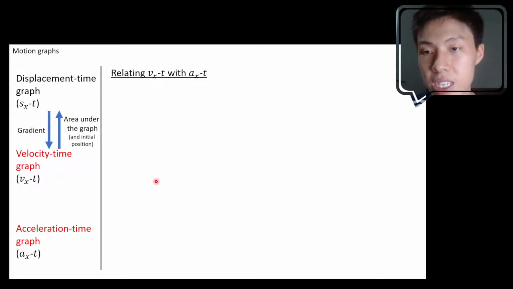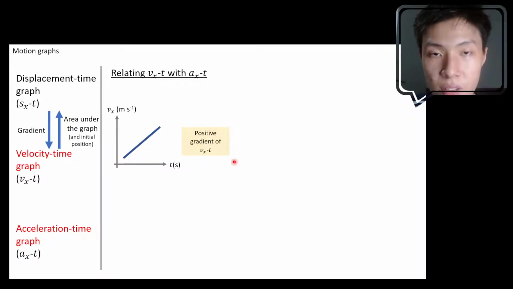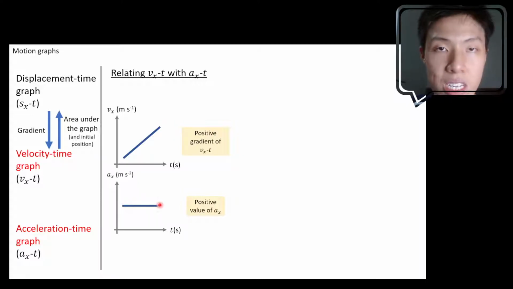Okay, then the next thing, we also know that if our velocity time graph looks like this, this is a positive gradient. A positive gradient of the VT graph tells us that it's a positive value for ax. And since the gradient here is constant, you should expect that the line is a horizontal line, because the value of acceleration doesn't change with time. It's a constant value because it's a constant gradient over here.